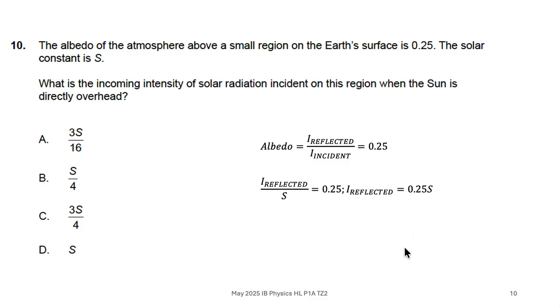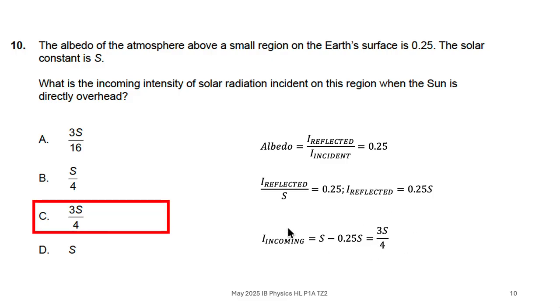So we want to know the incoming intensity. All we have to do is take the difference between the incident intensity and the intensity which has been reflected to give us 3S over 4, which is why the answer here is C.